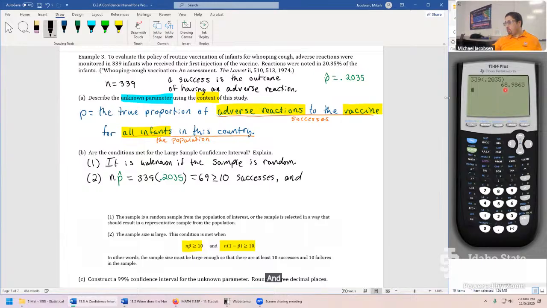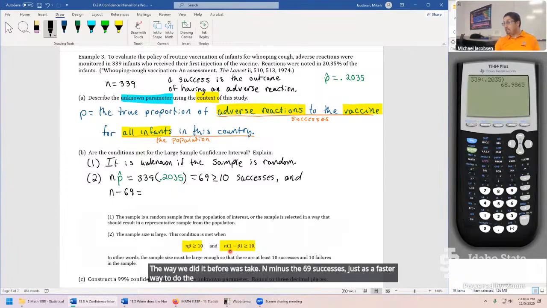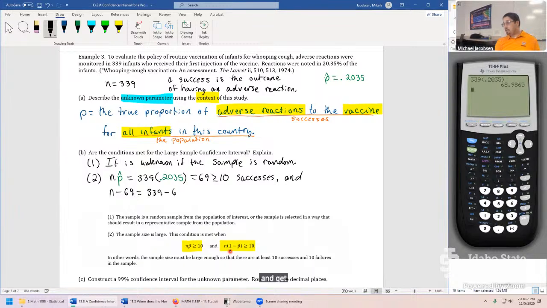And we can do n times 1 minus p-hat. The way we did it before was take n minus the 69 successes, just as a faster way to do the same result, and get 339 minus 69 equals 270, which is also greater than or equal to 10. That's what we wanted, failures. So this told us by part two, the sample size is large enough.